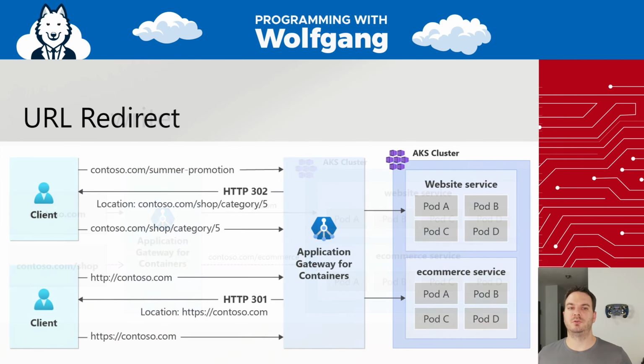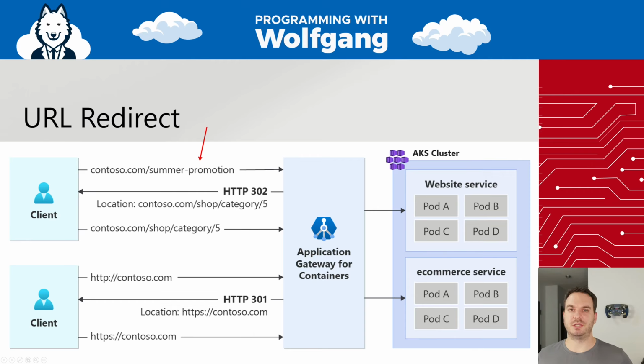If you now take a look at the URL redirect, this is something completely different. In this case, we send the request contoso.com/summer promotion, but we do a redirect. This means we send an HTTP 302 back to the client. We also tell the client the new location. Then the client can send another request with this new location. When we do a URL redirect, the request never reaches our Kubernetes cluster. It is redirected at the application gateway for containers back to the client.